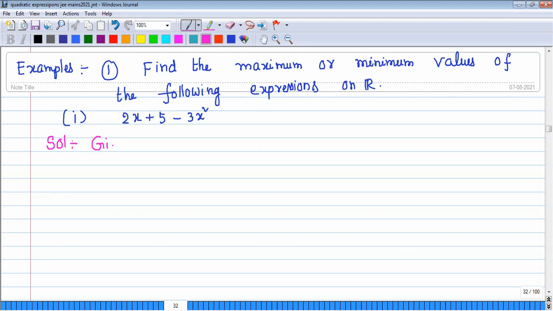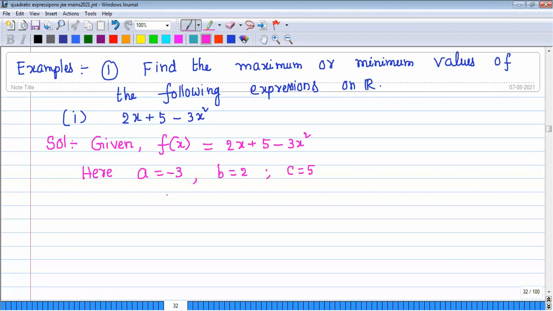Here, given expression: f of x is equal to 2x plus 5 minus 3x squared. Comparing with ax square plus bx plus c, here a equals minus 3. This is very important, I told you. b is equal to 2, c is equal to 5.